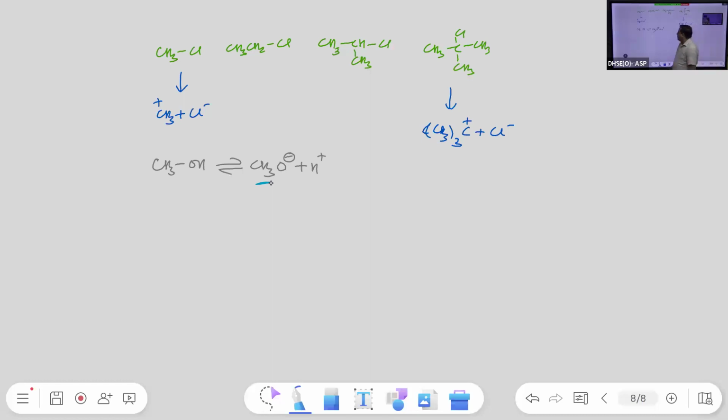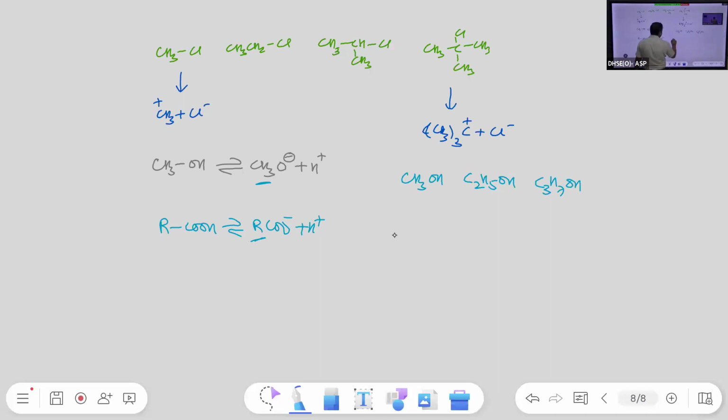Same thing happens with the case of carboxylic acid. More the plus I power of the alkyl group, lesser is the stability of carboxylate ion, and hence lesser is the acid strength. So we will compare alcohols: methanol, ethanol, propanol.